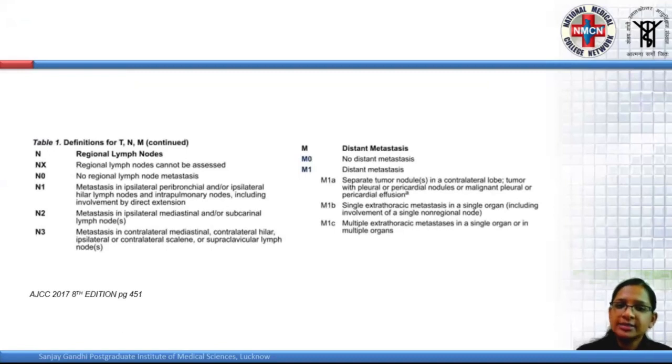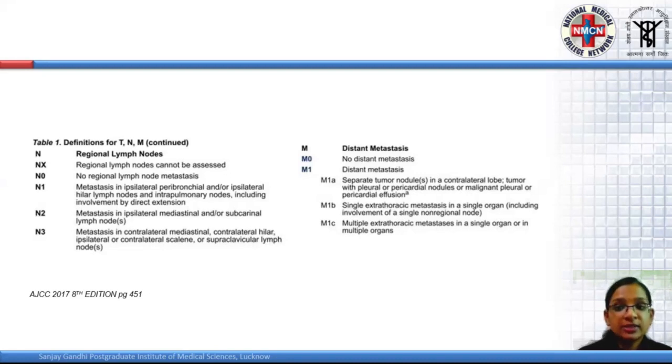N staging. N0, no regional lymph node metastasis. N1, if there is metastasis into ipsilateral peribronchial or ipsilateral hilar or intrapulmonary nodes, including involvement by direct extension. N2, if there is metastasis in ipsilateral mediastinal or subcarinal lymph nodes. N3, contralateral mediastinal, contralateral hilar, supraclavicular, or scalene nodes.